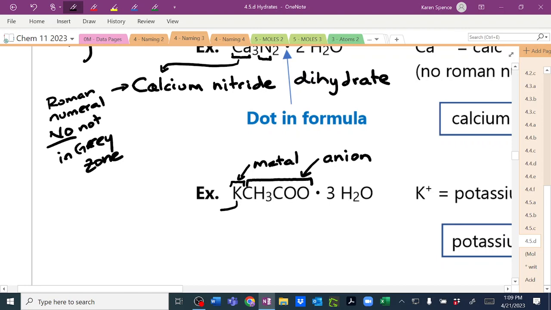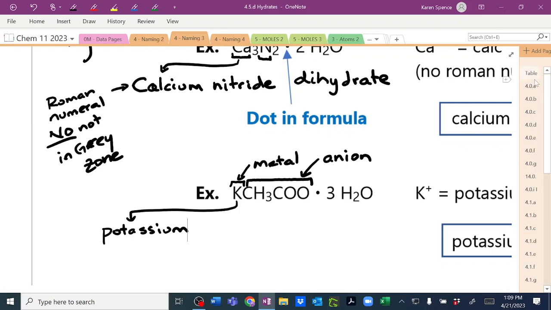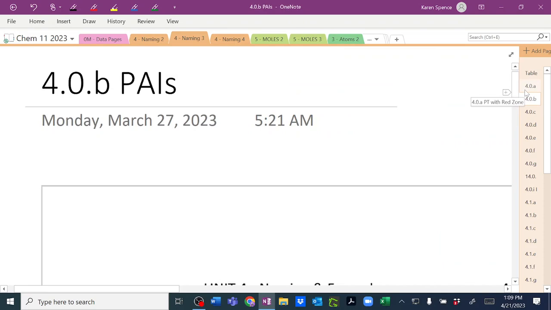So we have potassium. Is potassium in the gray zone? No. So no Roman numeral. And then we go and look up CH3COO on your, where do you find it? Pink sheet. So let's go look. Grab your pink sheet. CH3COO.